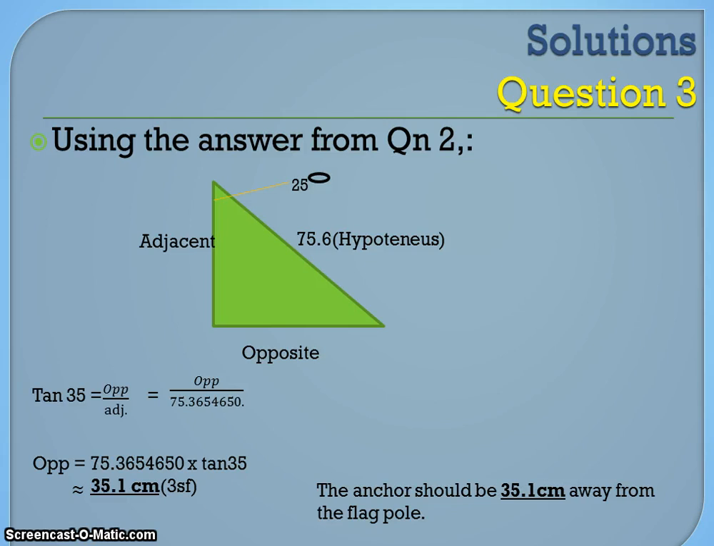In order to find how far away the anchor should be from the pole, we use the TOA method, basically meaning that tangent theta equals the opposite over the adjacent. In this case, we know that the angle is 35 degrees and the adjacent is 75.37. So we use that and we manipulate this equation to give us the opposite. From this we can find out that the anchor should be 35.1 cm away from the flagpole, to 3 significant figures.